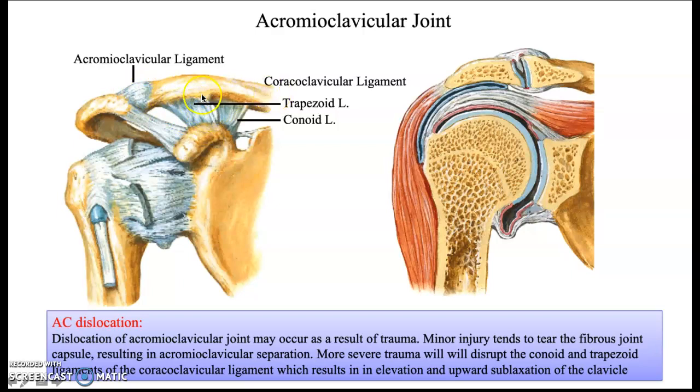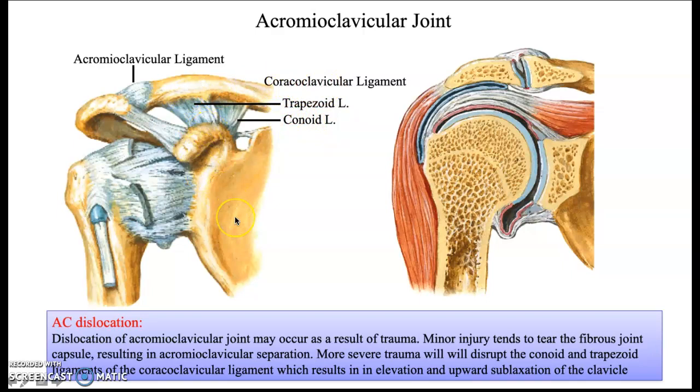And when we talked about the clavicle, we talked about the trapezoid line and the conoid tubercle on the undersurface of the clavicle, and now we know why we call it the trapezoid line: it provides attachment to the trapezoid part of the coracoclavicular ligament, and the conoid tubercle provides attachment to the conoid ligament, which is also a part of the coracoclavicular ligament.